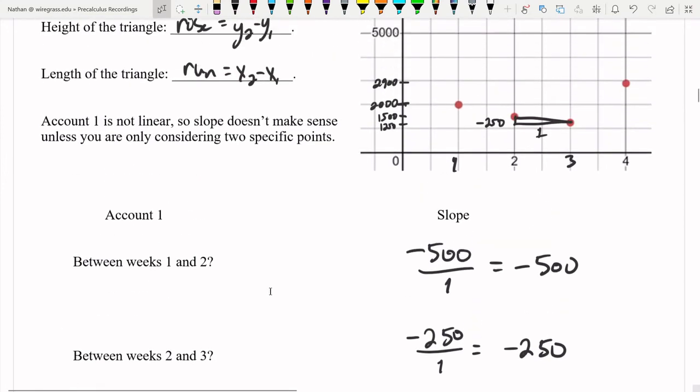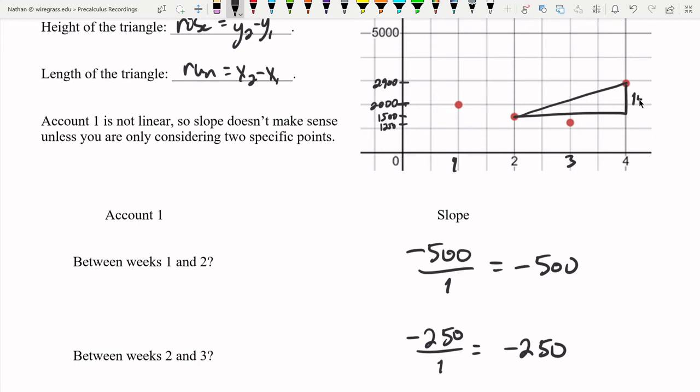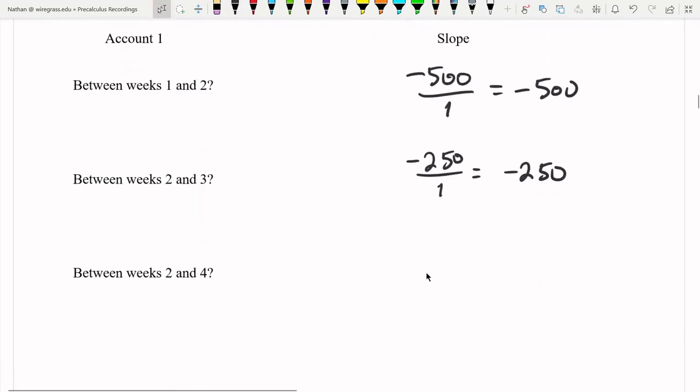Finally, between weeks 2 and 4, same process. Now we're looking at the slope between 2 and 4. It's going to be this triangle here. You can see that we have a rise from 1,500 to 2,900. That's a rise of $1,400, and a run now of 2 weeks. So the run is 2. Rise is going to be positive because we're going upward. So the slope is 1,400 over 2. That's a $700 change per week on average.